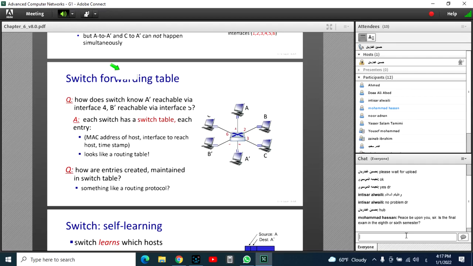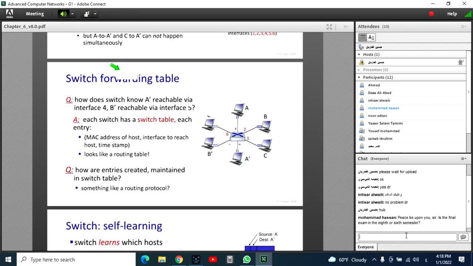What is a switch table or switch forwarding table? It is a table similar to a routing table or forwarding table. A forwarding or routing table is a table in layer 3. We have something like that in layer 2, and we call it a switch table. In layer 3, we are talking about IP addresses, but in layer 2, we have MAC addresses. So in a switch table, instead of IP addresses, we have MAC addresses.